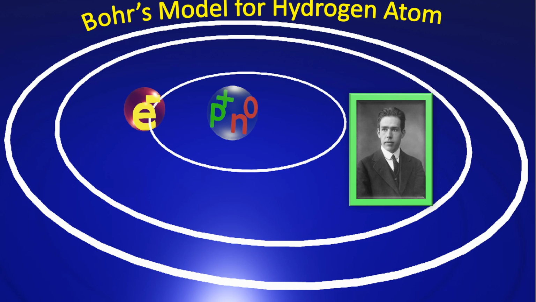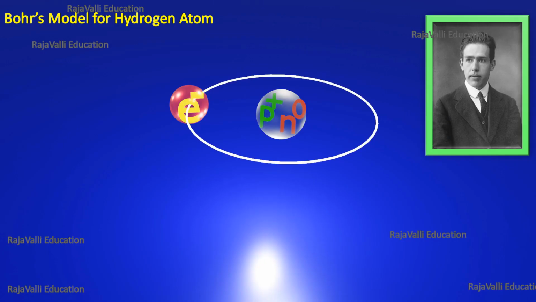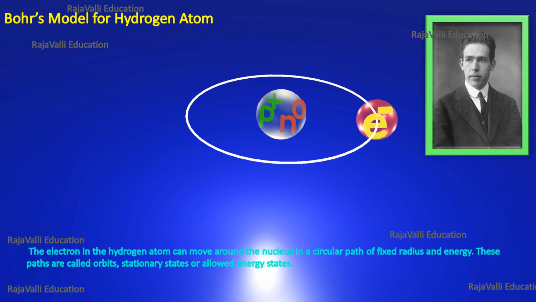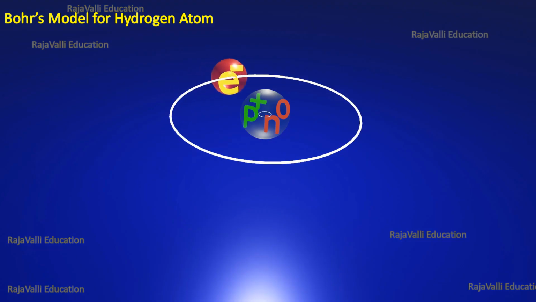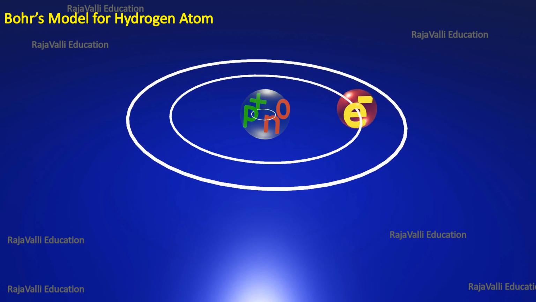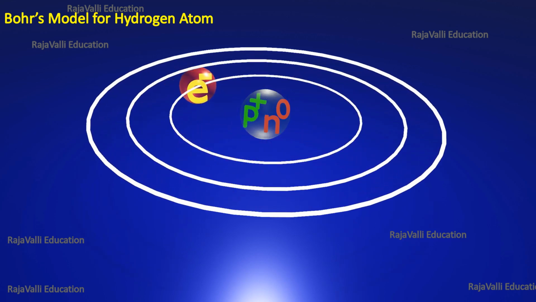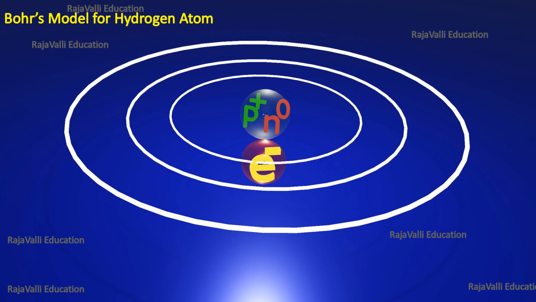Here we are going to see Bohr's model for hydrogen atom, or Bohr's model for one electron system. Bohr proposed that an electron can move around the nucleus in a circular path with fixed energy and fixed radius. This circular path is called an orbit, stationary state, or energy state. He proposed that a number of orbits exist. These orbits are arranged concentrically around the nucleus.